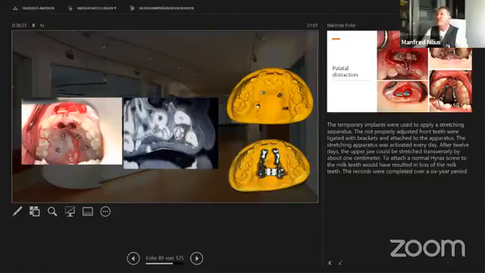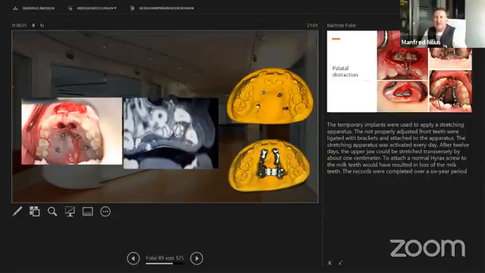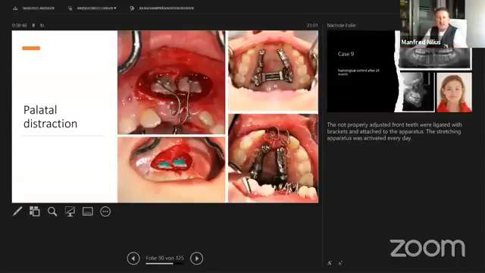Here you can see the gemini forms, and this is the planning for the biopsy. So the temporary implants were used to apply this stretching apparatus. The not properly adjusted front teeth were ligated and attached to the apparatus, and the stretching apparatus was activated every day for 18 days. After 12 to 13 days, the upper jaw could be stretched transversely, and this is also one possibility for digitalization, what digitalization allows in adolescents.